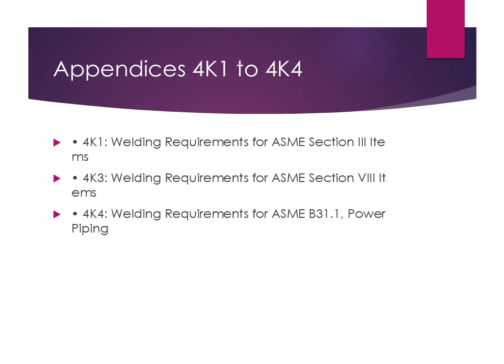Next, Appendix 4K3 covers the welding requirements for ASME Section 8 items, ensuring that the welding of pressure vessels meets the necessary standards. Finally, Appendix 4K4 provides the welding requirements for ASME B31.1 power piping. This appendix specifies the welding standards for power piping systems.